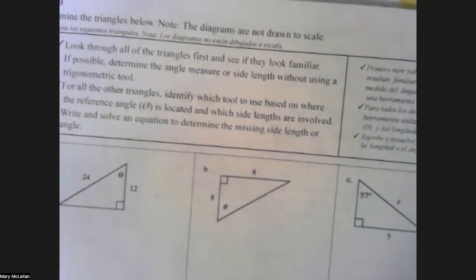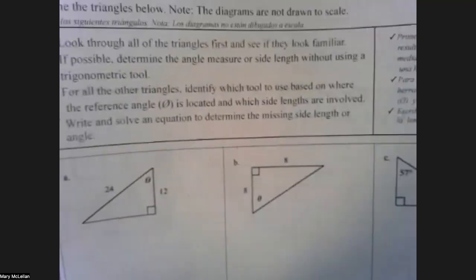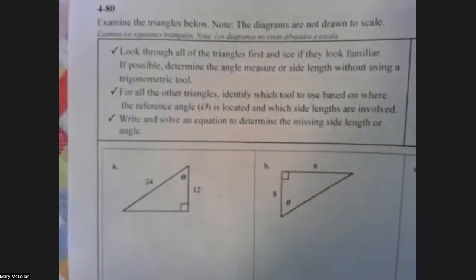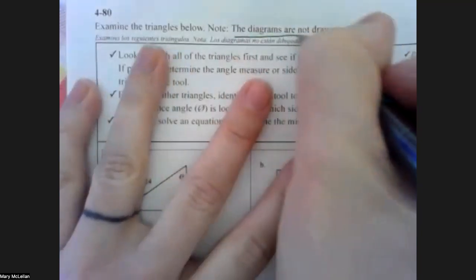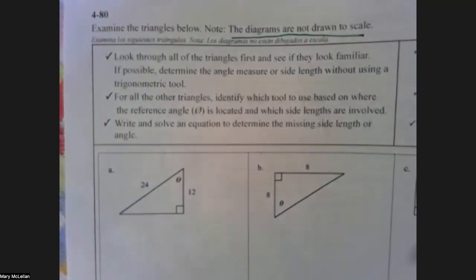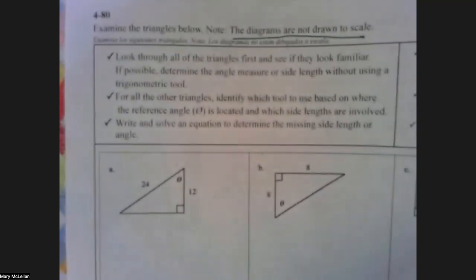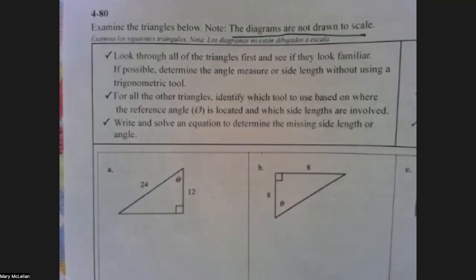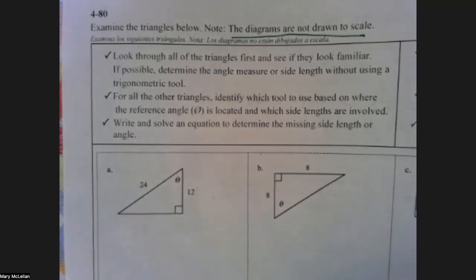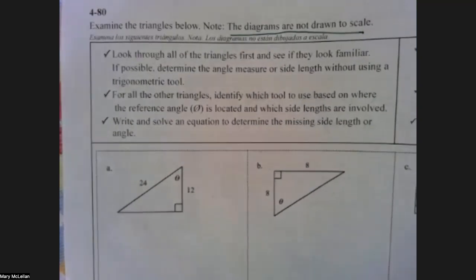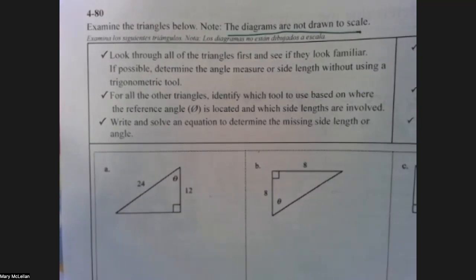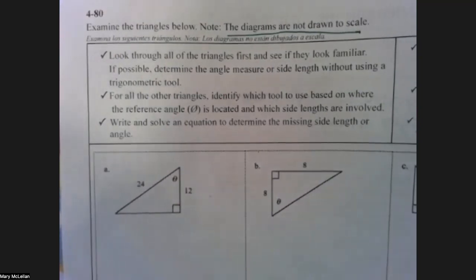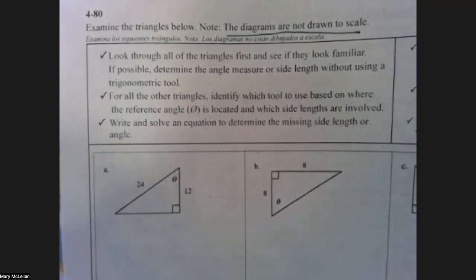All right, so examine the triangles below. I mean, we've already done the method, but let's see about thinking and doing the method all at once. First of all, notice that it gives us a warning that the diagrams are not drawn to scale. That's like always true in this class. Well, you can assume it to be true, but the fact that they're taking the time to say so means it's going to come up. Look through all the triangles first and see if they look familiar. If possible, determine the angle measure or side length without using a trig tool.